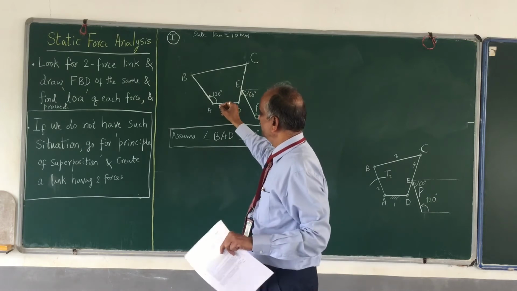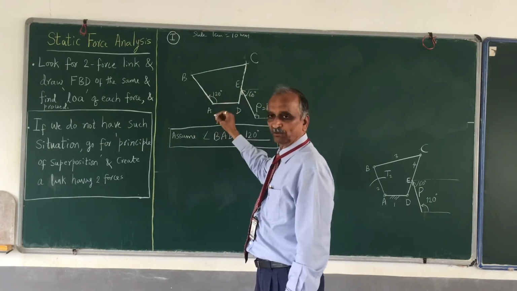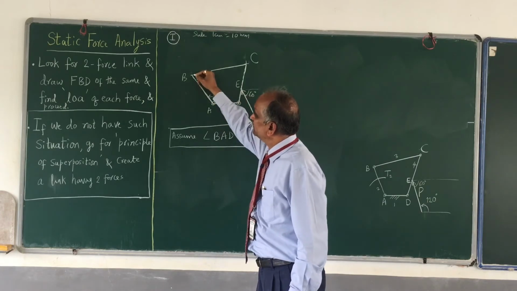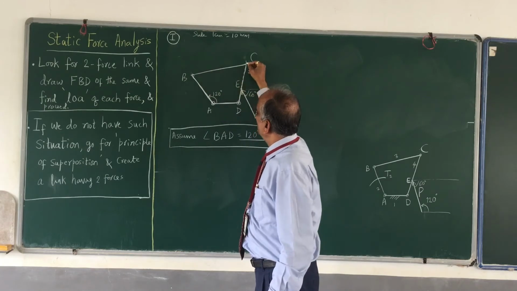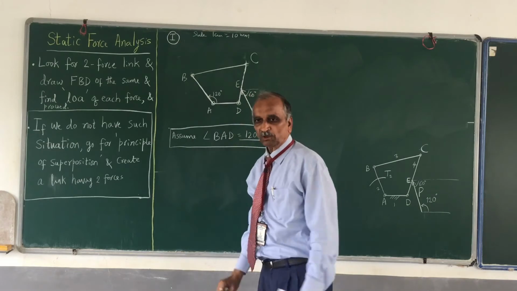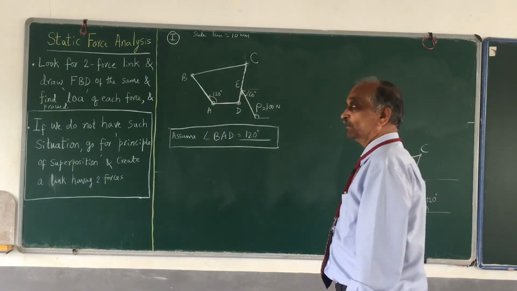Now let me make this mechanism. It appears like a quadrilateral now. It is not a 4-bar mechanism. So to convert it into a 4-bar mechanism, I need to draw 4 small circles at A, B, C, D. What do they indicate? They indicate turning pairs. Okay, now it has become a 4-bar mechanism.